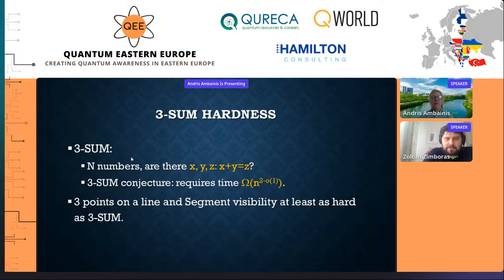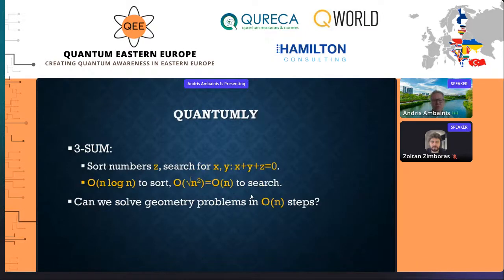We had this three-sum hardness. So we have these geometric problems that I mentioned, determining whether three points are on a line, and determining whether one segment is visible from another segment. And they are at least as hard as this three-sum problem. So they require at least quadratic time classically. So what happens quantumly? Well, quantumly, the three-sum problem becomes easier.